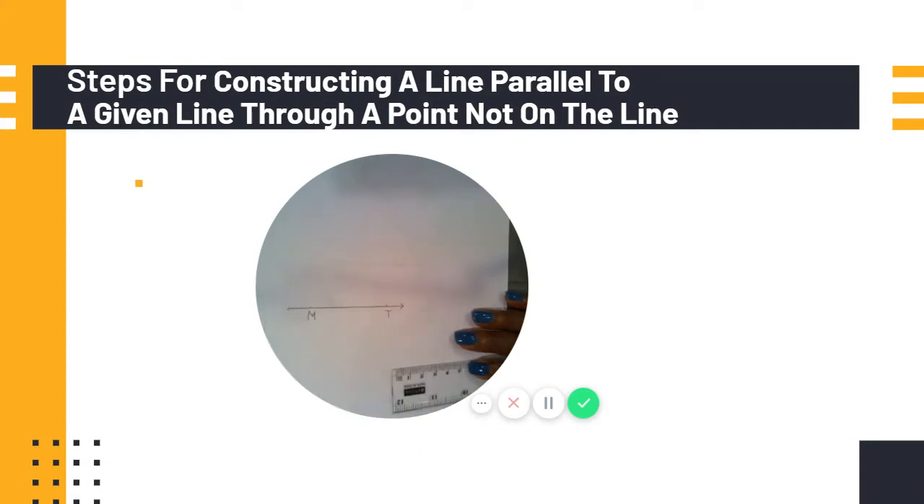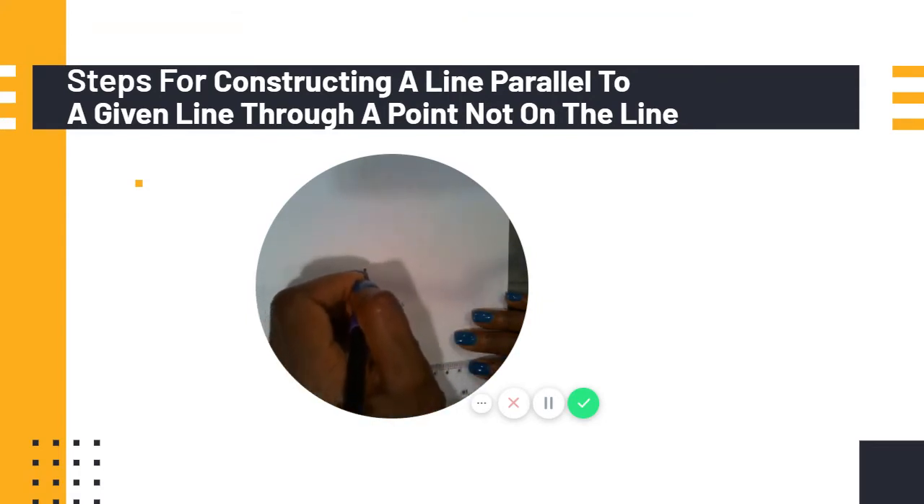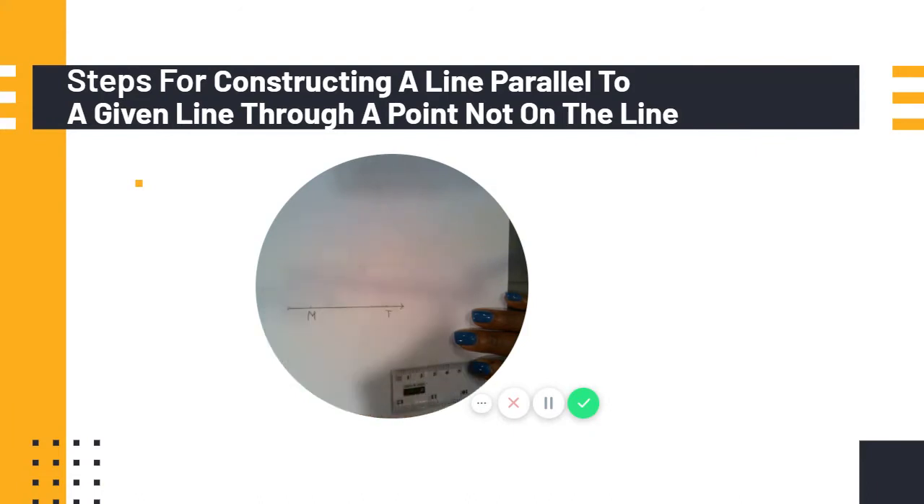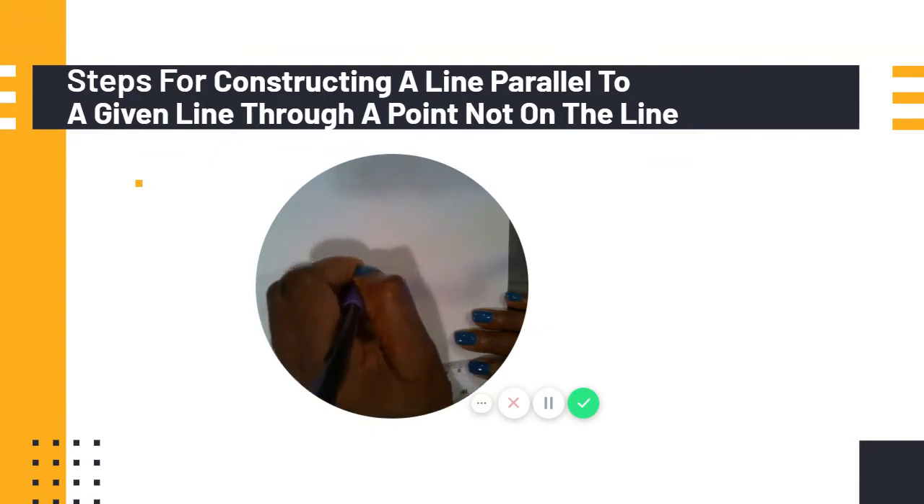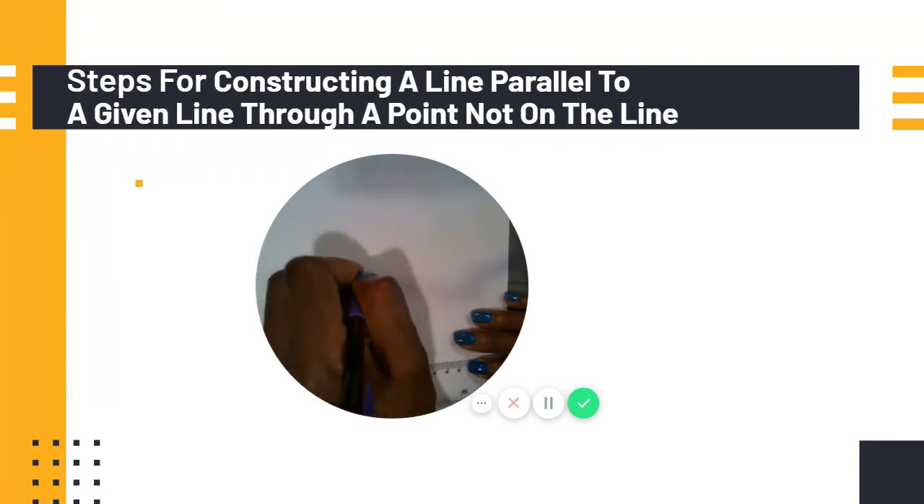Now the point that is not on the line, I'm going to put right here. So it's above the line, a little off center, and I'm just going to make that little mark. And actually I'm going to make a tiny dot. And this is going to be our point P. So I'm going to put a P down here.